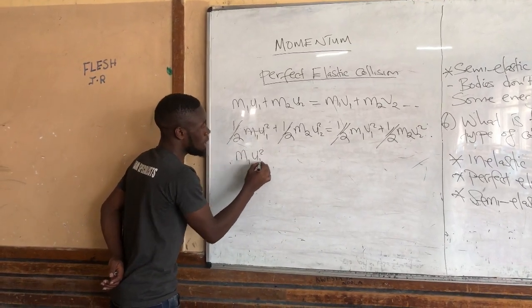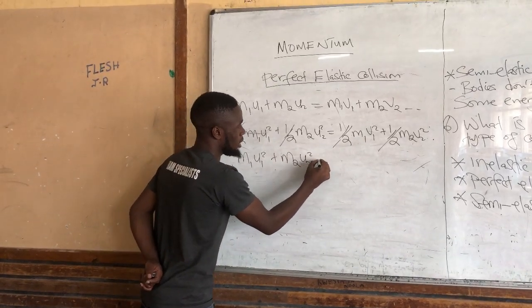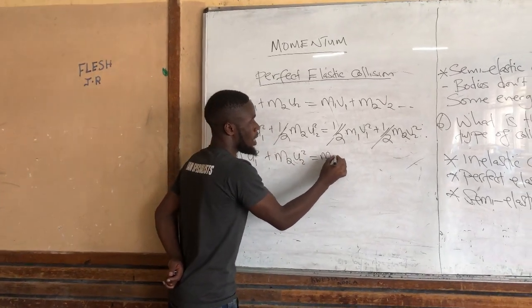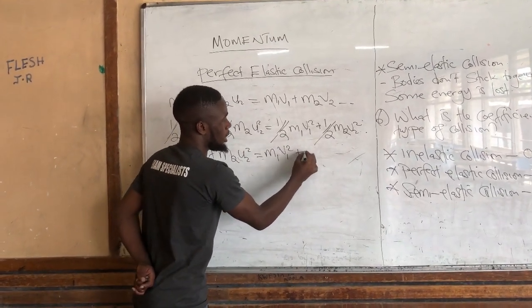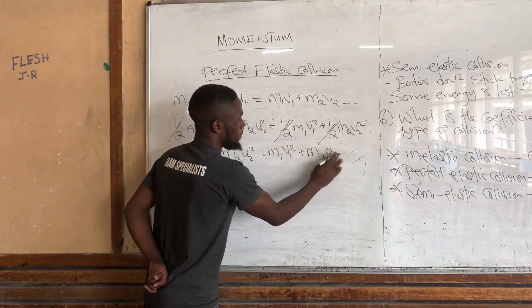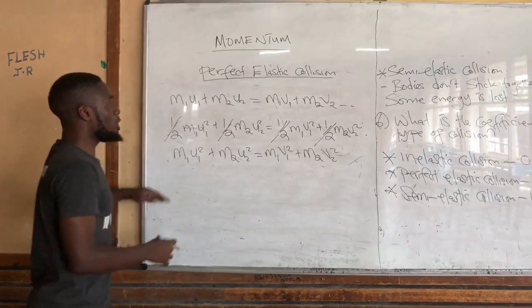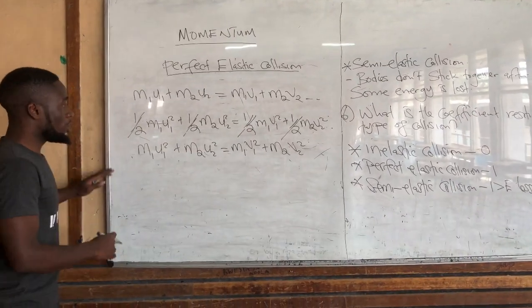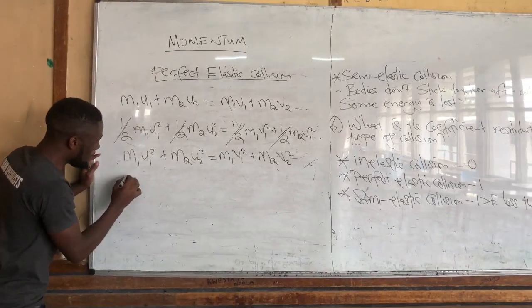M1 U1 squared plus M2 U2 squared equals M1 V1 squared plus M2 V2 squared. So this is the equation for energy after we cancel these halves. For momentum, let me bring it down here.